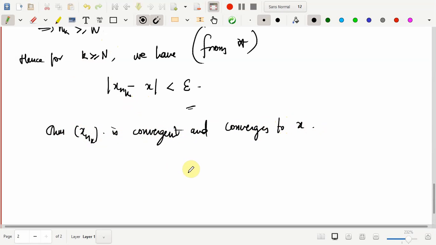Before I end this session, I have a question for you, on which you can think. Is the converse of this result true? That is, if you can find a subsequence which converges to some point x, is the sequence also convergent?